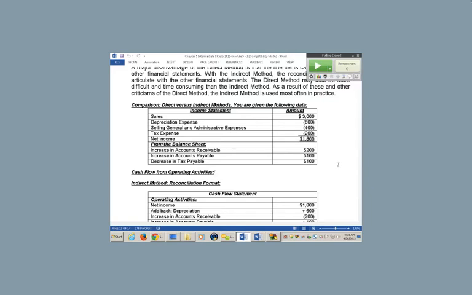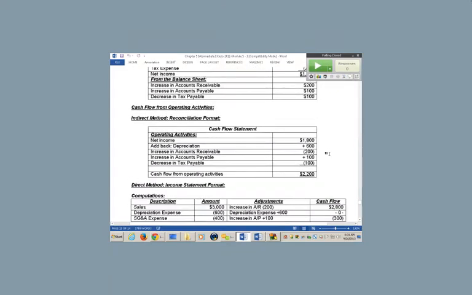And I want only the operating activities because that's the only section that's affected by your choice of whether it's direct or indirect. And the indirect format is a reconciliation format, which reconciles net income to cash from operations, essentially converting net income to a cash basis approach. You add back depreciation. Again, you know that is a non-cash expense and it did not use up any cash, so we add that back.